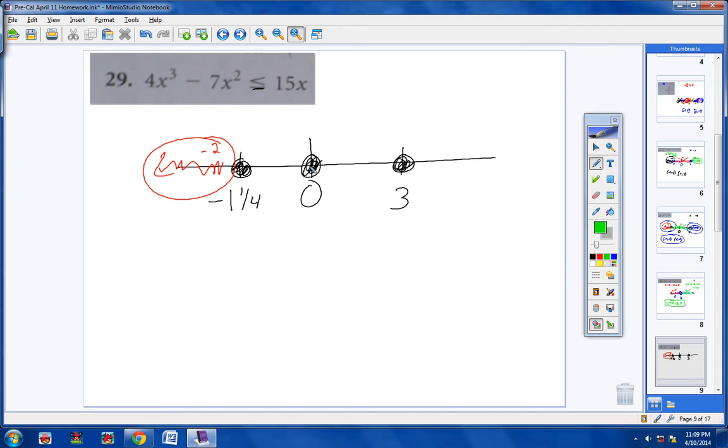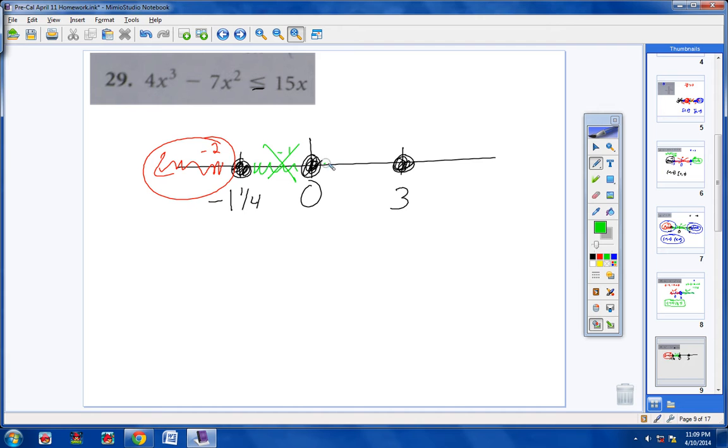Now let's check, I guess, a negative 1 would work for this section here. So let's test negative 1. Negative 1 is definitely in between 0 and negative 1 1/4. So negative 1 to the third power is negative 1 times 4 is negative 4. Negative 1 squared is 1 times 7 is a negative 7, less than or equal to negative 15. And that is not true. Negative 11 is not less than negative 15. So this section here that we just tested does not work.